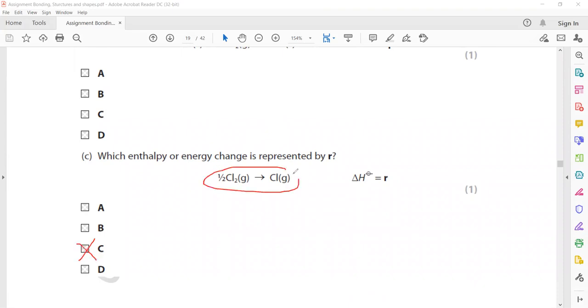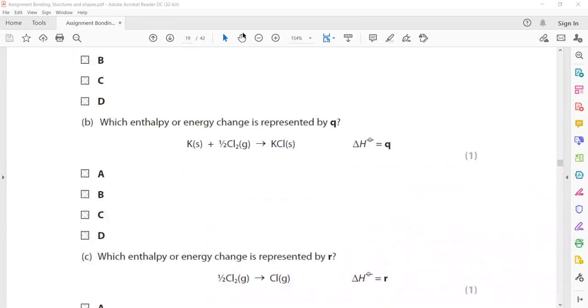So this is atomization. Why? Because you produce 1 mole of an atom. This one was formation. Why? Because the element forms a compound.